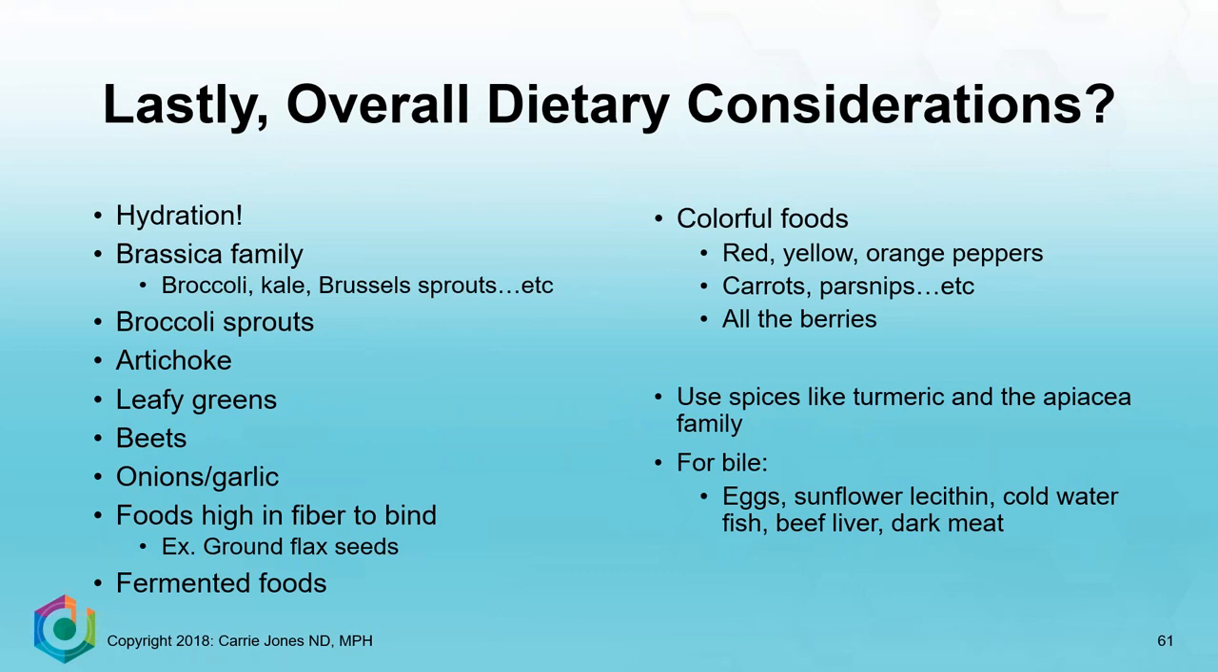Obviously, hydration is key. The brassica family, the foods we talked about, artichoke, leafy greens, beets, onions, garlic, foods high in fiber like ground flax seeds, fermented foods, your colorful foods, your Apiaceae family, using the spice turmeric. And then, of course, for bile, your eggs, sunflower lecithin, cold water fish, beef liver, and dark meat. So there's a lot we can do dietarily as well, working with our patients' diets.